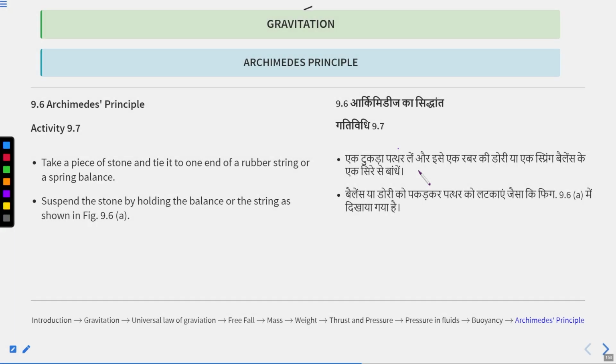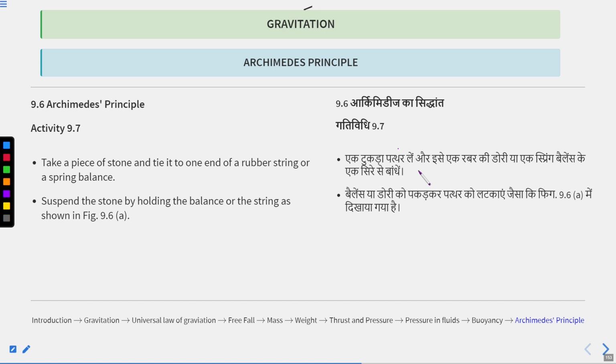Hello and welcome, class. In the last class we studied what buoyancy is, and we learned that if any object has more density in comparison to the density of the liquid, then that object will sink, and if it has less density than the density of the liquid, then that object will float.